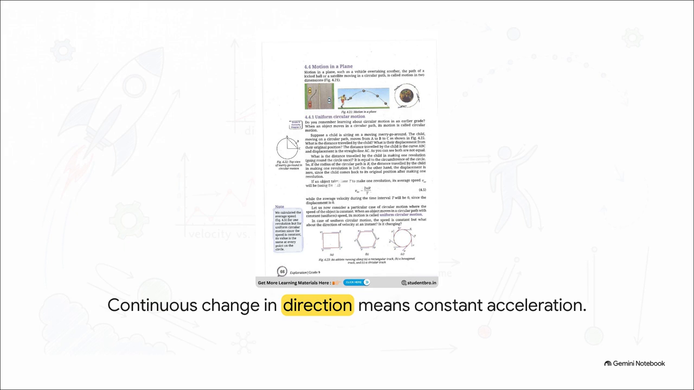Wait, why? Well, remember, velocity includes direction. Since they're moving in a circle, their direction is continuously changing at every single fraction of a second. If direction changes, velocity changes. And if velocity changes, you've got acceleration.